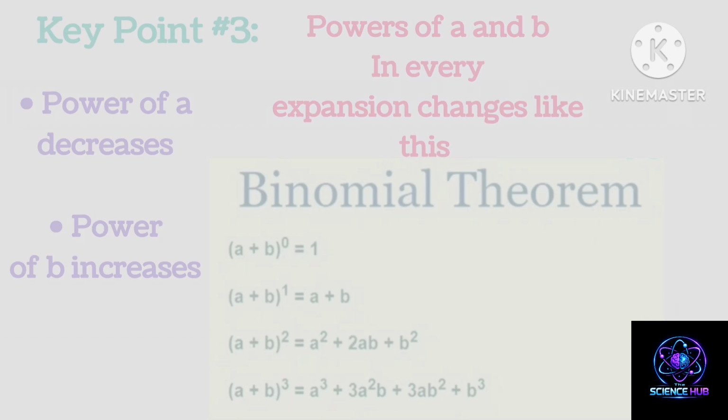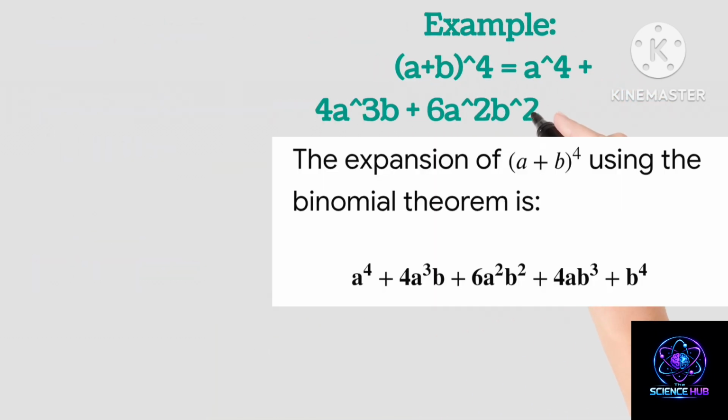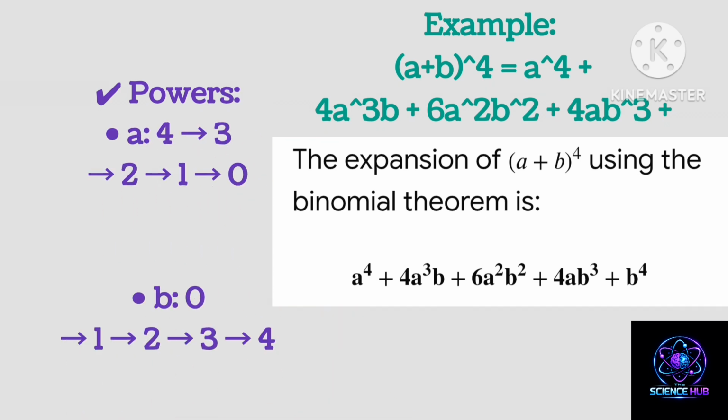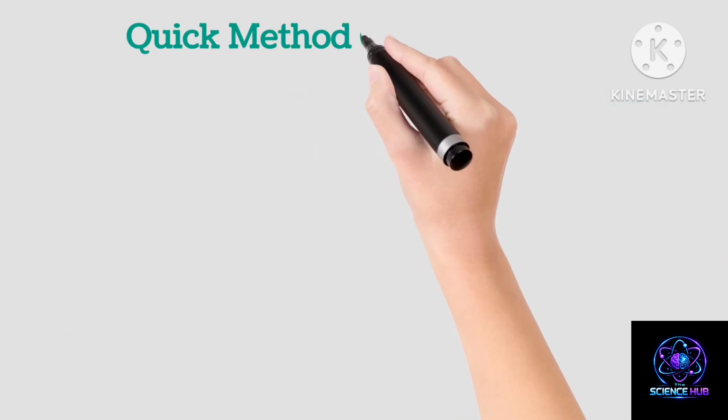Example: (a + b)^4 equals a^4 + 4a³b + 6a²b² + 4ab³ + b^4. Powers: a, 4 to 3 to 2 to 1 to 0; b, 0 to 1 to 2 to 3 to 4.